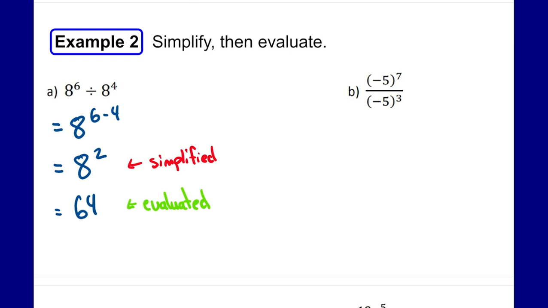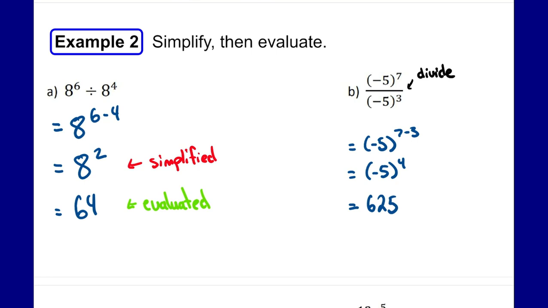For B, same idea, just represented a different way. Right? Remember, we talked before, this fraction just basically means divide. So negative 5 to the power of 7 divided by negative 5 to the power of 3. I have negative 5 to the power of 7 minus 3, which is negative 5 to the power of 4. That's my simplified form. Evaluated form, negative 5 to the power of 4. And I should get 625.